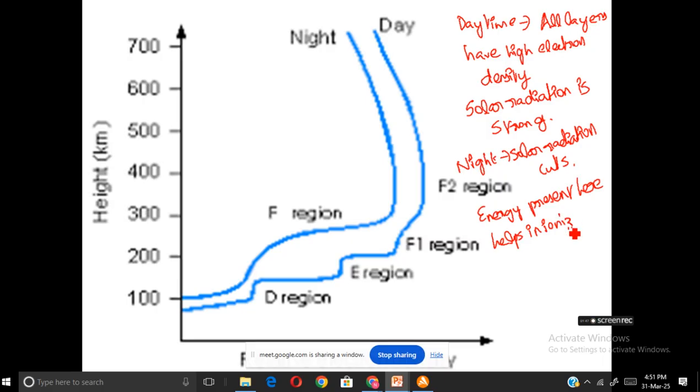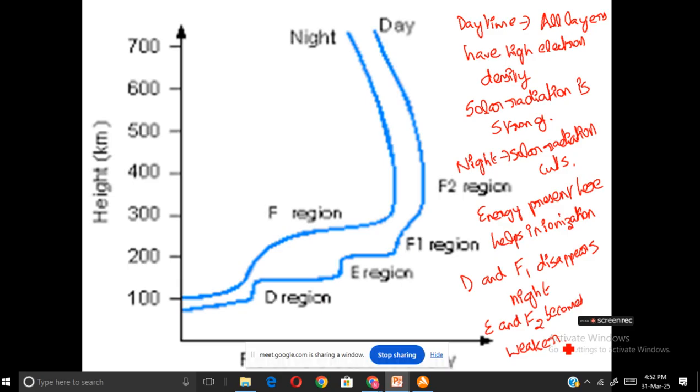The energy that is produced during the photoionization that is happening during daytime helps in further ionization. What happens at night? The D and F1 disappear. The lower layer and the F1 disappear at night, and E and F2 become weaker. So during night time only two layers are present, E and F2. D and F1 disappear because there is no solar radiation available.